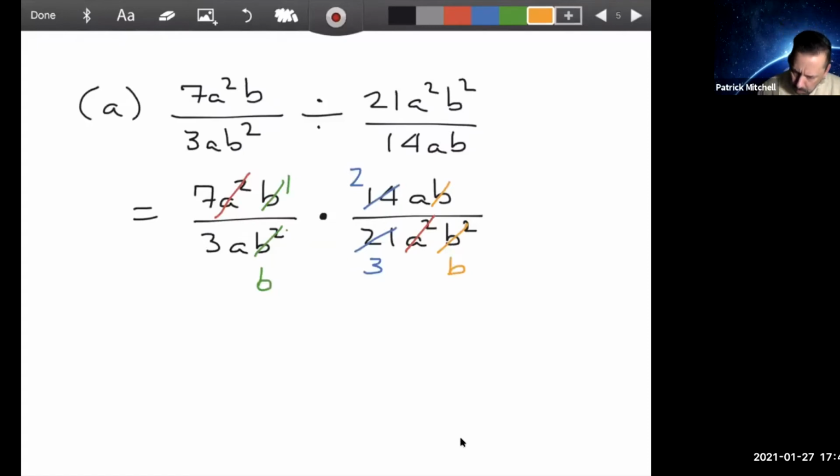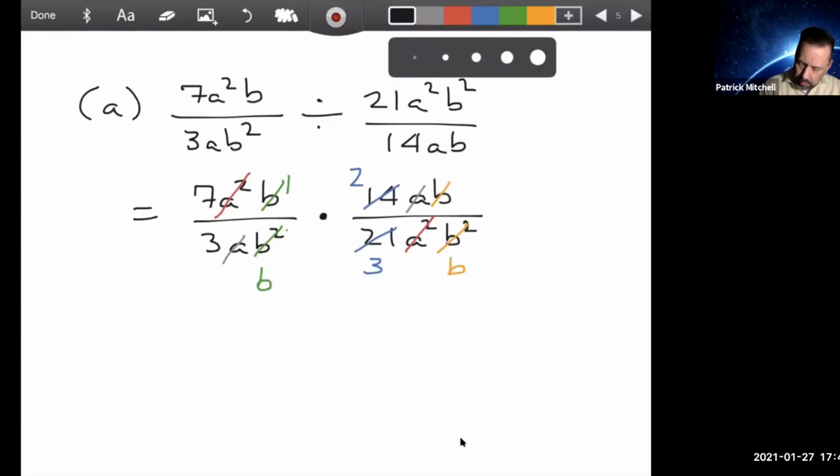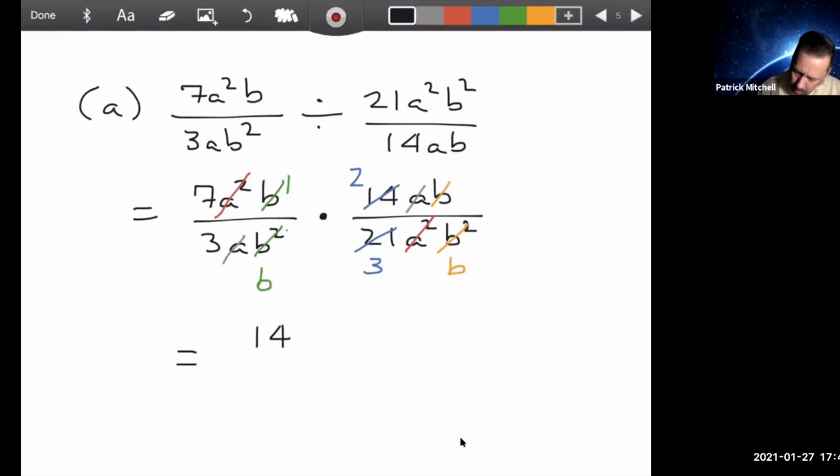Oh no, there's one more thing, but I've run out of colors. Let's see, gray. I don't think I've ever used this before. I have an a and an a. We can get rid of those. All right, lots of stuff. So that leaves us with 7 times 2 is 14. And then on the bottom, I have 3 times b times 3 times b, which I will write as 9b squared.